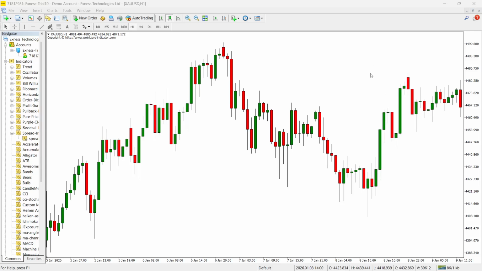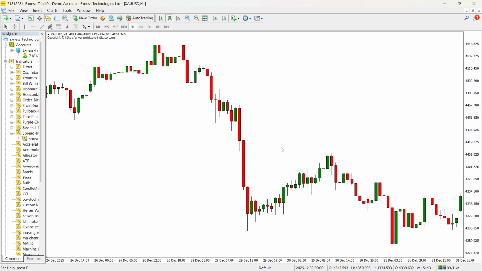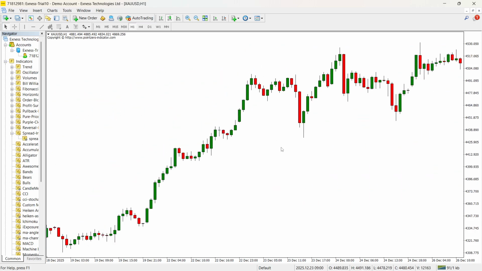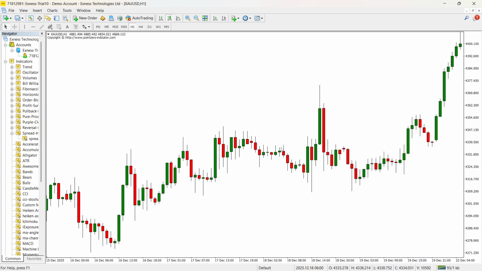Hello traders. In this video, we are looking at the Q spread indicator for MT4 and MT5. This tool is designed to display the current spread on your chart so you can visually monitor trading costs and changing market conditions in real time.